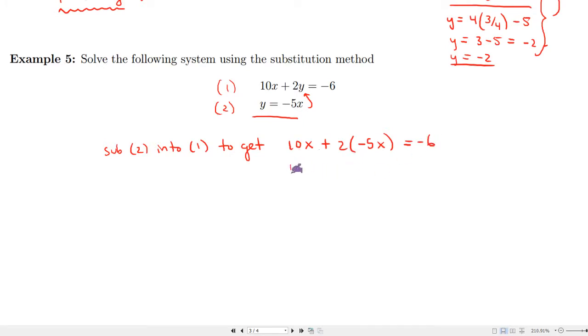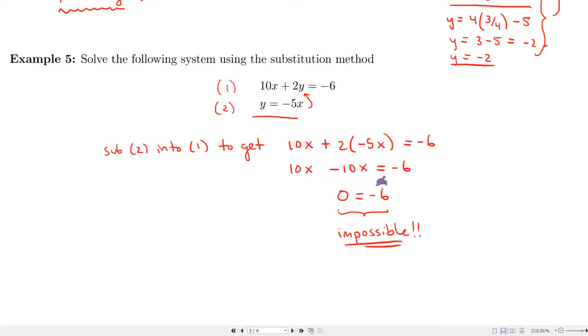So what does this give us? So we get 10x, and then minus 10x is equal to negative 6. So then this side becomes 0 equals negative 6. Well, that's strange, right? This is impossible. So what does that mean? Okay, well, we have two equations, and by themselves, they are linear equations, right? This would give us a line, right, if you wanted to graph it, and this would give us a line.